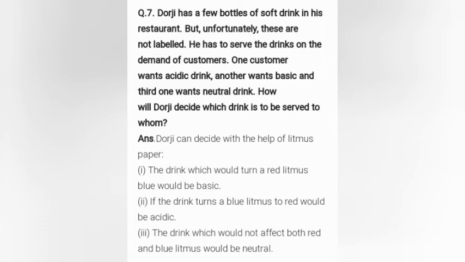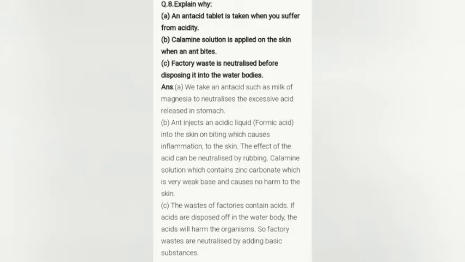The drink that turns red litmus blue would be basic. If it turns blue litmus red, it will be acidic. The drink that does not affect either is neutral. And the eighth question: explain why antacid is a tablet.